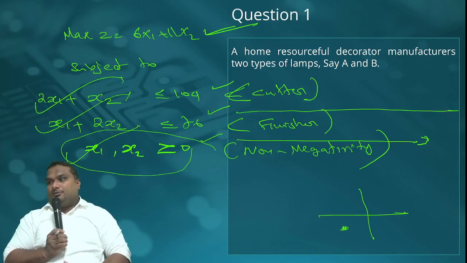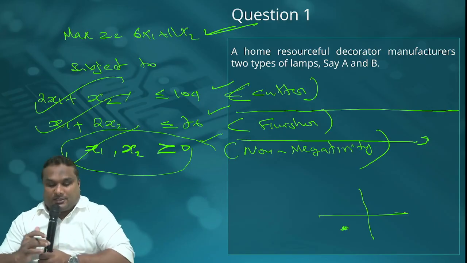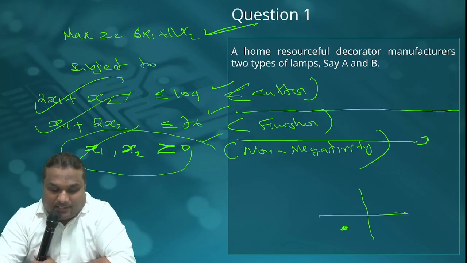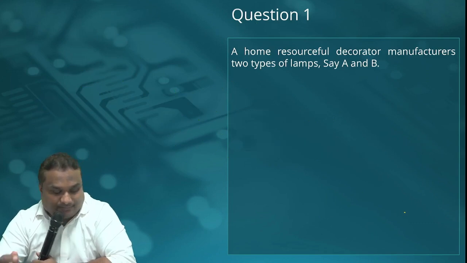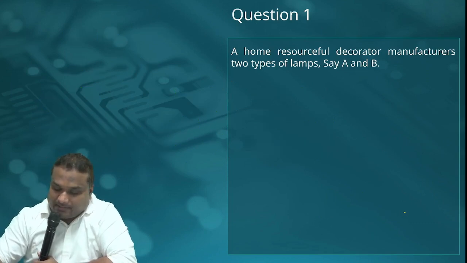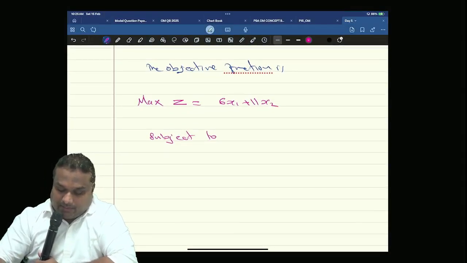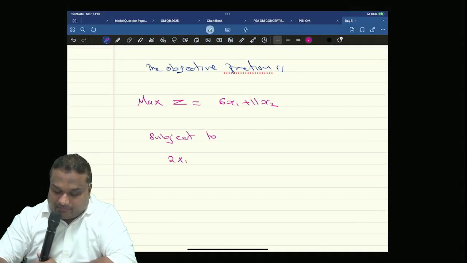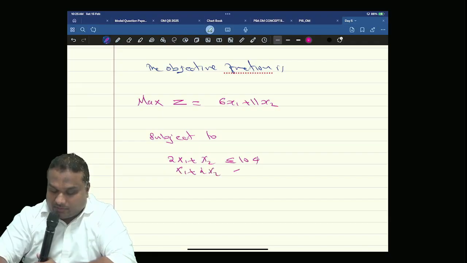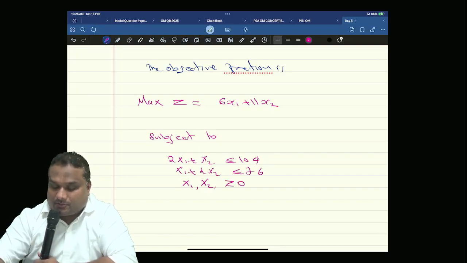Now, I am going to teach you a shortcut on how to crack these questions. Shall I, my dear friends? Now, look at the board. Tell me how we have done. 2x1 plus x2 less than or equal to 104. Next is x1 plus 2x2 less than or equal to 76. Lastly, x1 comma x2 greater than or equal to 0.